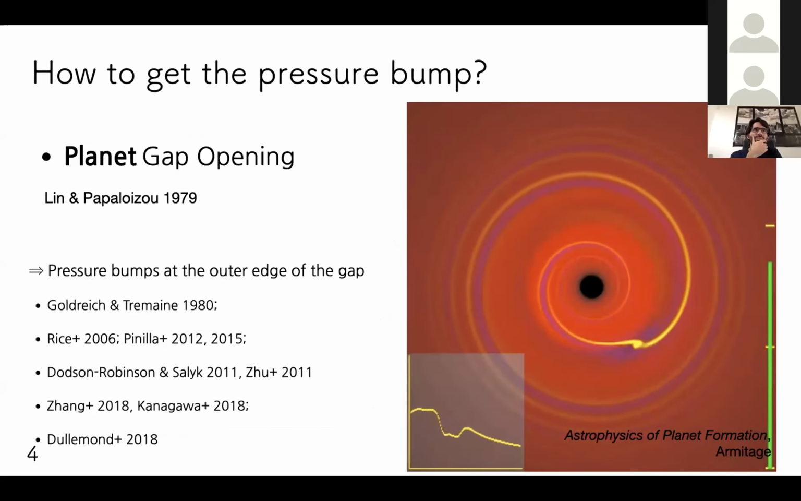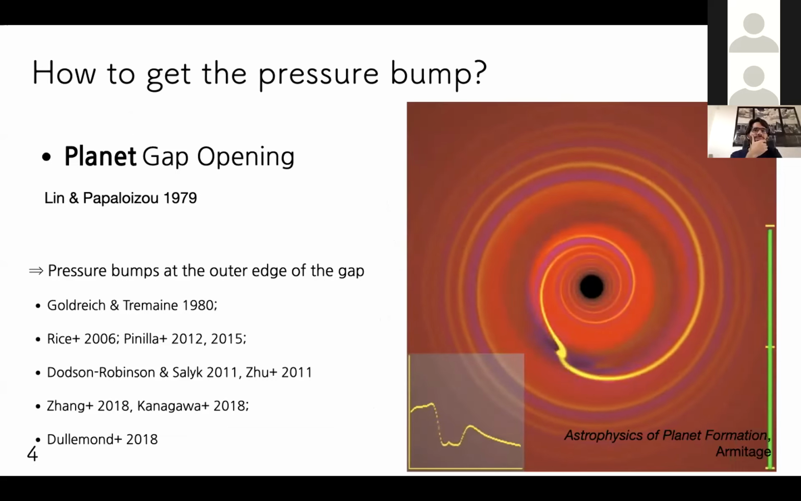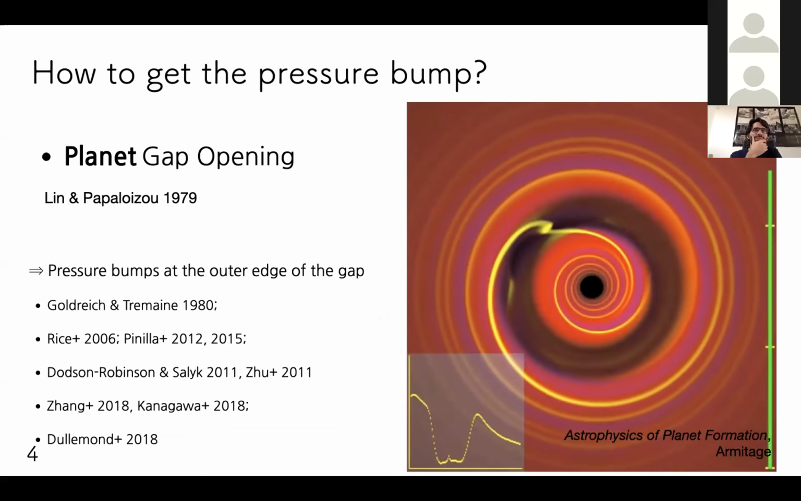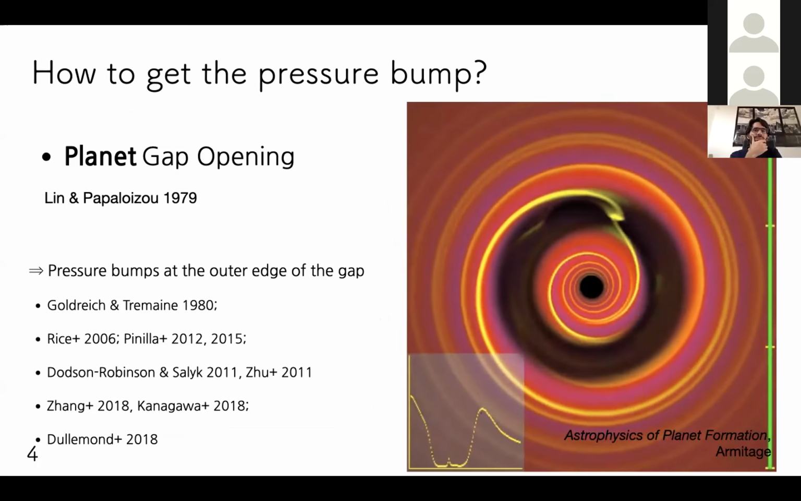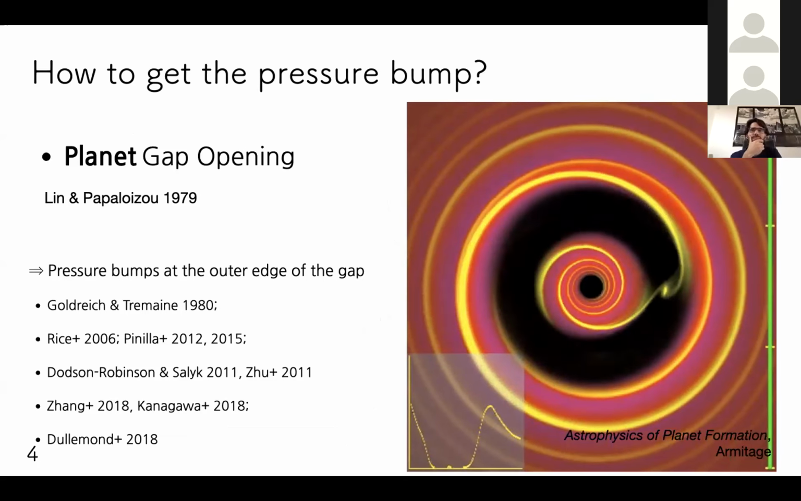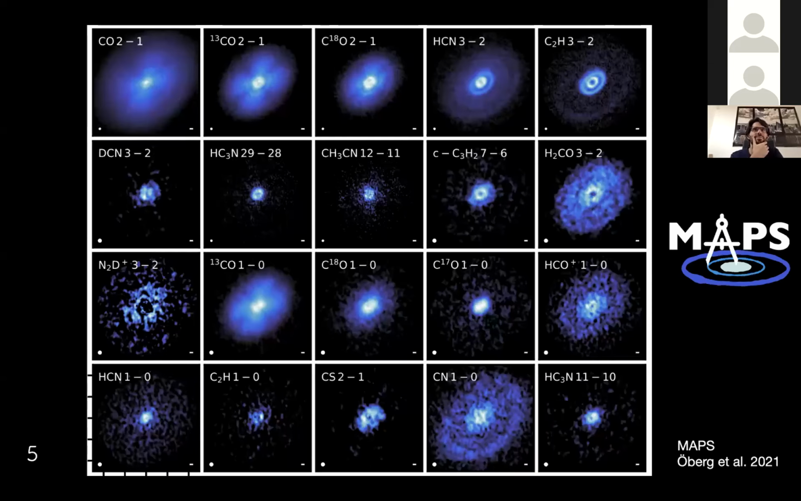Such a pressure bump is a natural outcome of the planet gap-opening process. If we do have a planet inside the disk, it will push away the gas in its vicinity, as you see in the animation. So you will naturally get a pressure bump at the outer edge of its gap. And we naturally ask: does this pressure bump really exist in protoplanetary disks?